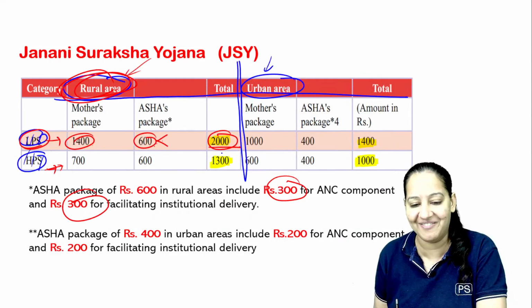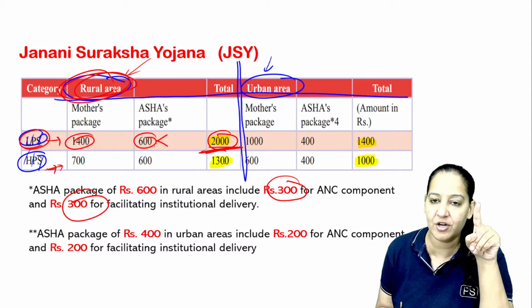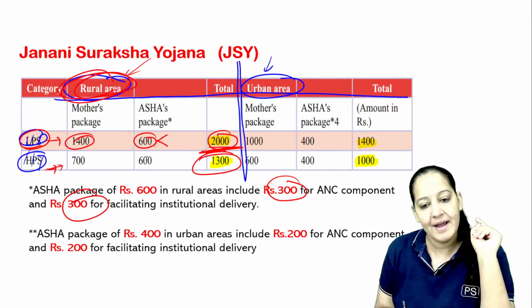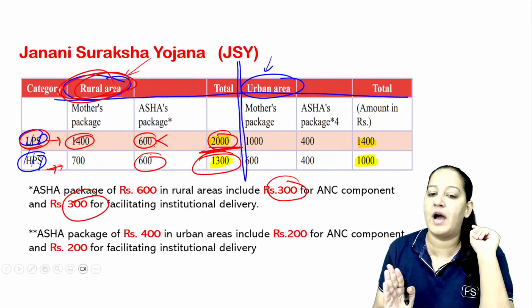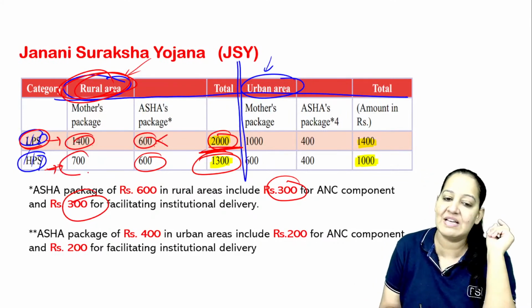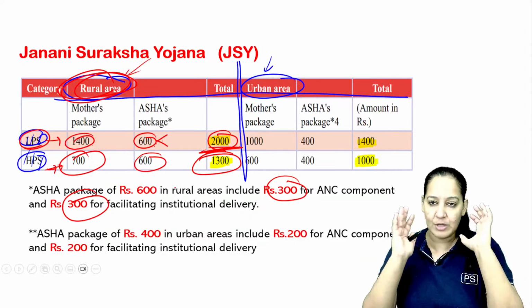We want institutional delivery. In high performing states, instead of 2000, the government is investing only 1300, but the ASHA package is fixed; ASHA's cut is fixed. So 600 is given to ASHA only. What is left after that? 700 is given to the mother. So please learn, this is the rural story.